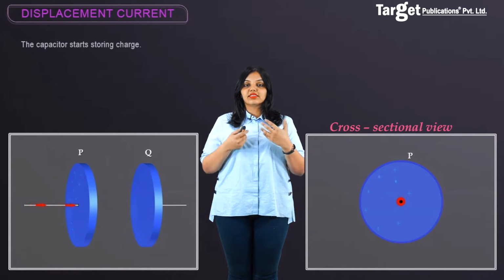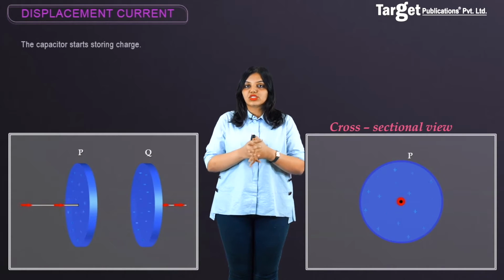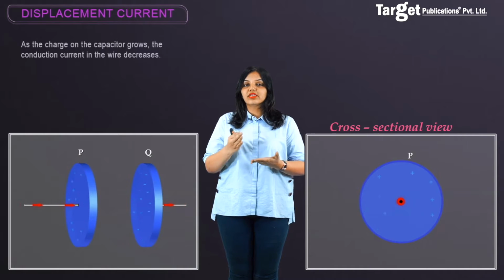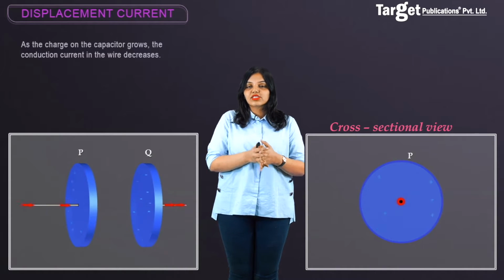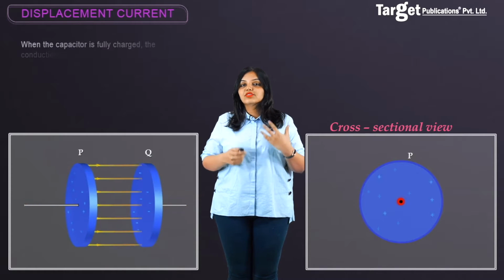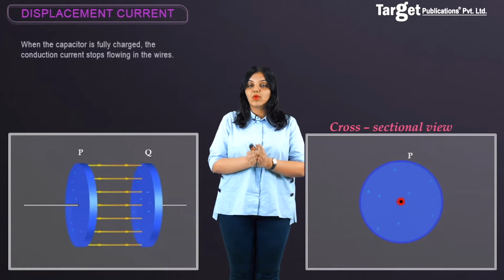As the conduction current is flowing, the capacitor begins to charge, and as it begins to store this charge, the conduction current reduces. So as the charge on the capacitor increases, the conduction current in the wire decreases, and at the point where the capacitor is fully charged, we know that the conduction current stops flowing in the wire.